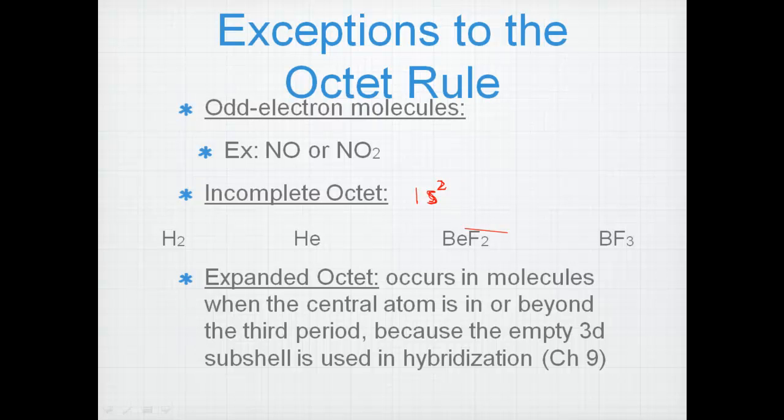And then you'll have expanded octets. Phosphorus and sulfur are usually very expanded in what they're able to bond with. Phosphorus, for some reason, and we'll talk about it in chapter 9, phosphorus can typically make 5 bonds, and sulfur over here typically will make 6 bonds. So if you see a 5 bond or a 6 bond in a molecule, it is because it's an exception to that stable 8 electrons in the outer energy level.